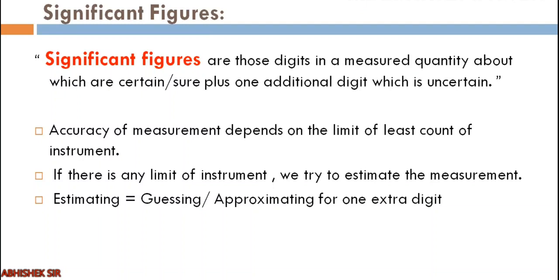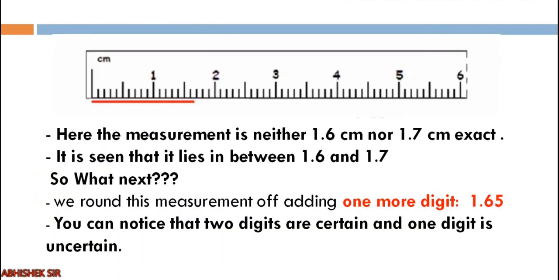So the significant figures definition: significant figures are those digits in a measured quantity about which we are certain or sure, plus one additional digit which is uncertain. So in any kind of measurement, we will estimate or round off in that manner in which the certain or sure digits are taken along with one additional uncertain digit, right? So it is all about estimating the measurement. Okay. Now let us see an example.